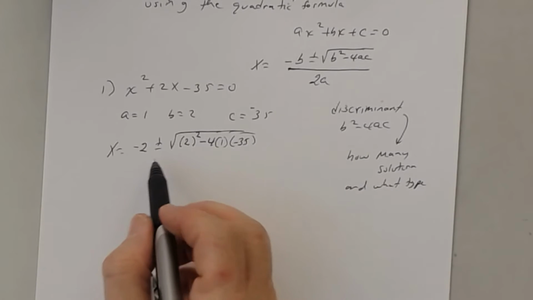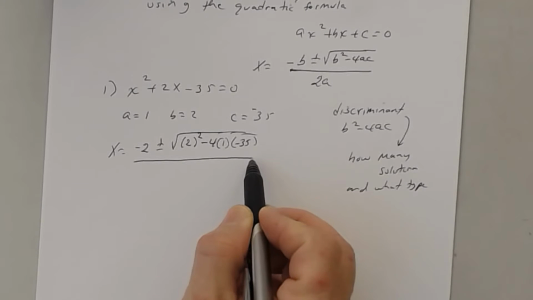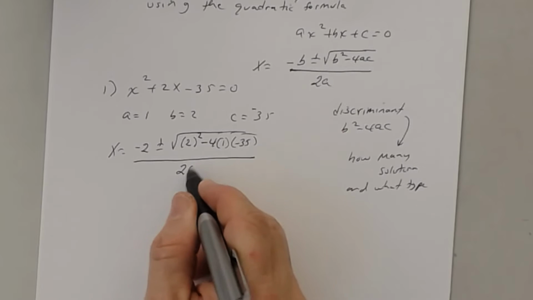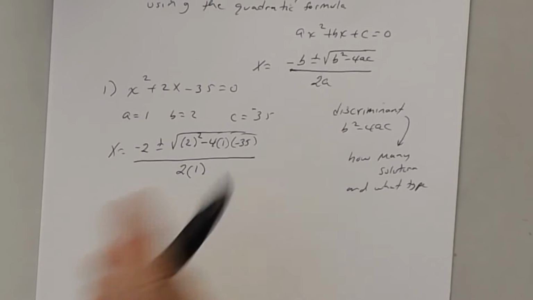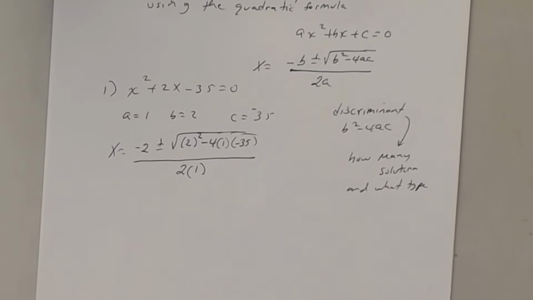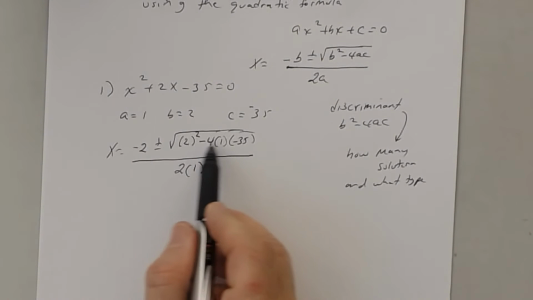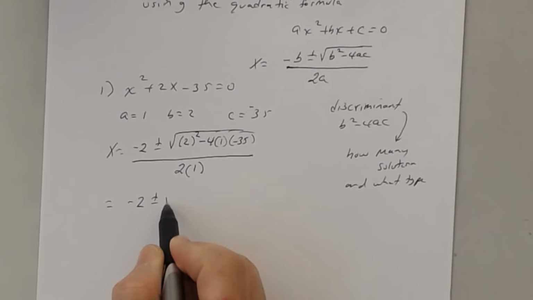And then remember, always make sure your division symbol goes from negative 2 all the way to the end of the square root symbol. And all that's being divided by 2 times a, and what's a in this case? 1. So that's one of the first things you had to do. Now we're going to simplify the radicand, the discriminant. So I got negative 2 plus or minus the square root of.